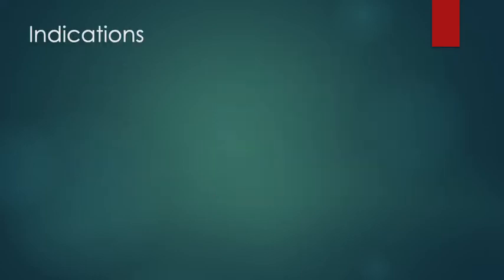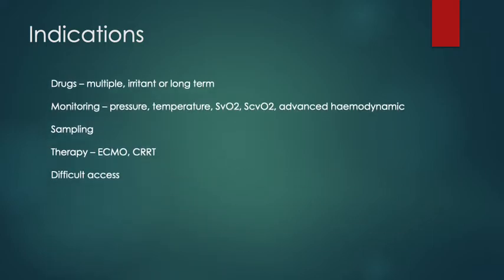So the indications for a central line or central venous access of any type are fairly broad, but do fit under fairly standard headings. So drug administration, and particularly in the ICU, multiple drugs requiring multiple lumens would probably be one of the most common indications for a central line, as well as the irritant drugs, which would cause significant morbidity in any peripheral line insertion and running.